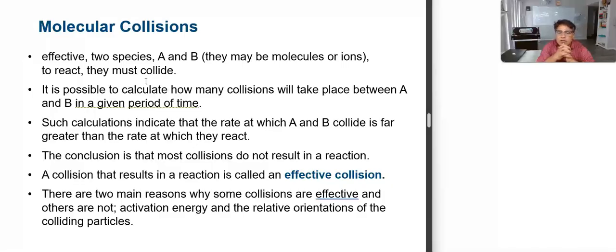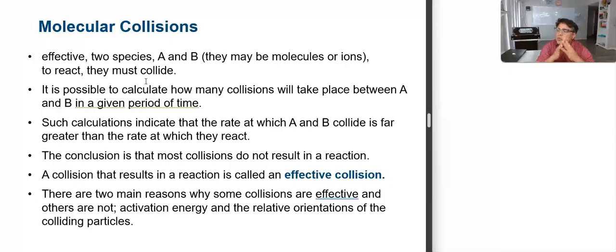The conclusion is that most collisions do not result in a reaction. Only effective collisions can result in a reaction. Not all collisions produce a reaction, so the number of effective collisions is most important. There are two main reasons why some collisions are effective and others are not: activation energy and the relative orientation of the colliding particles.